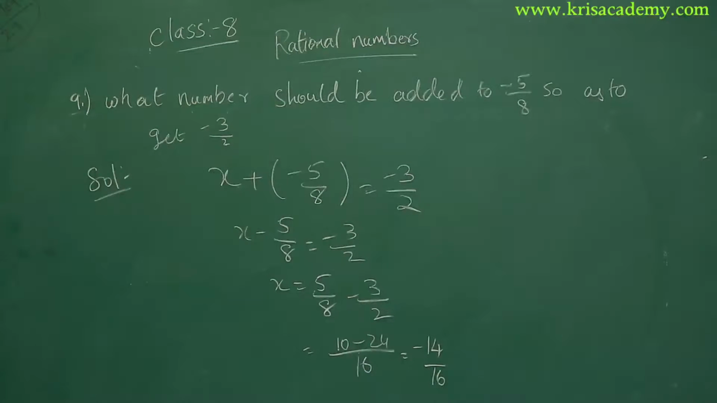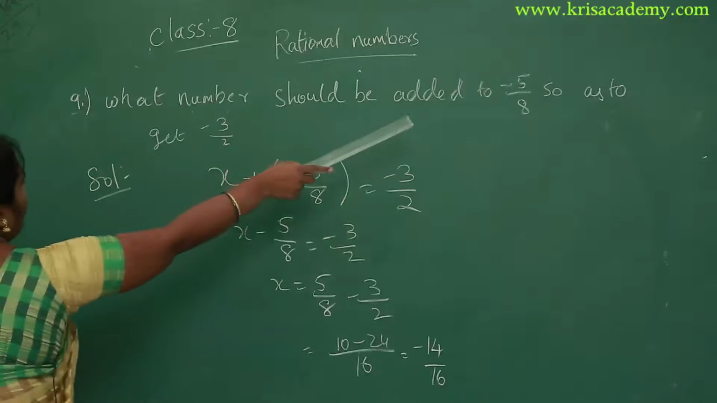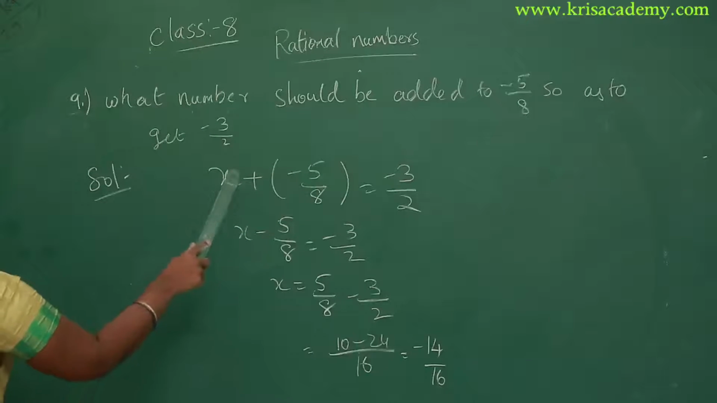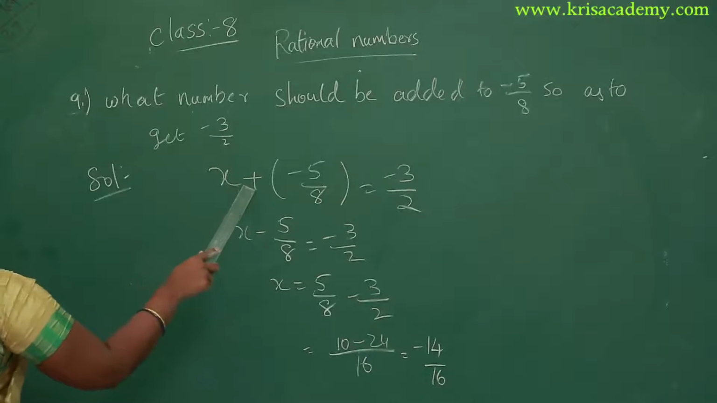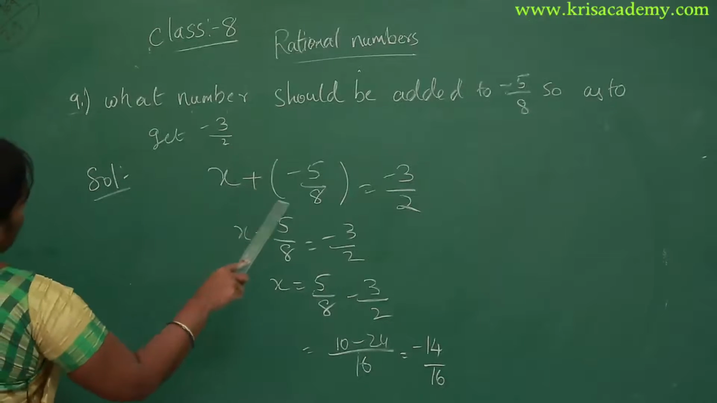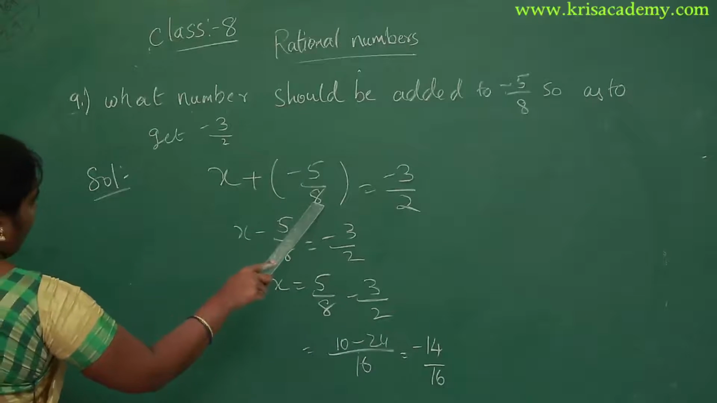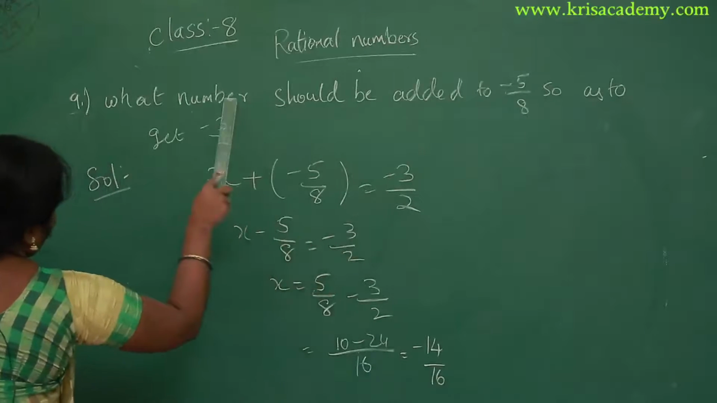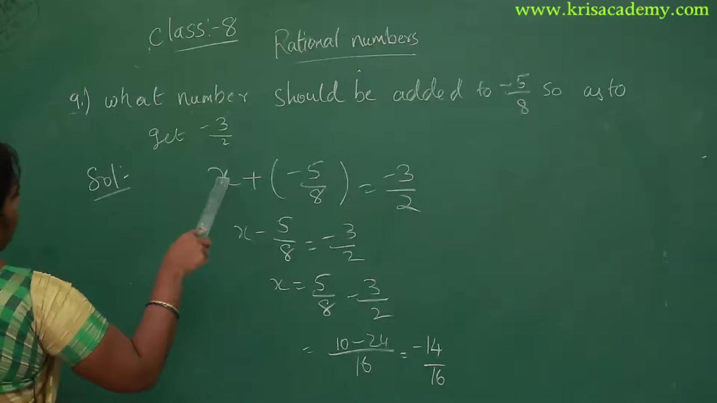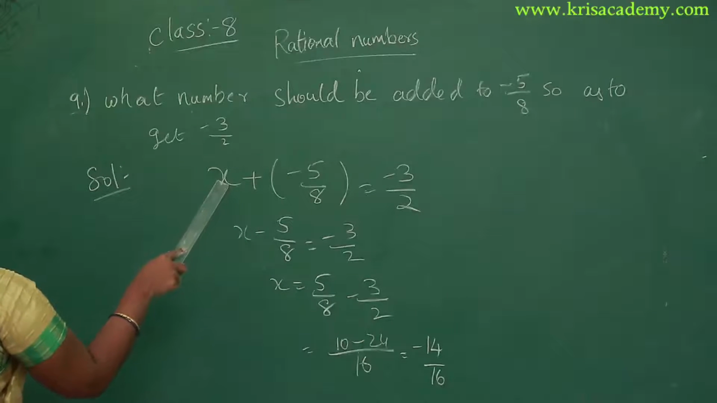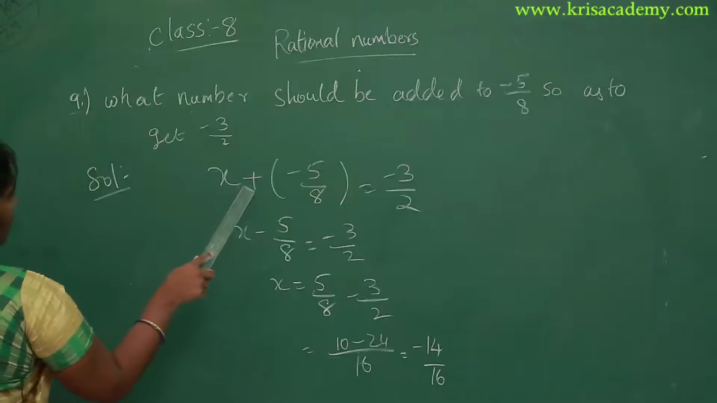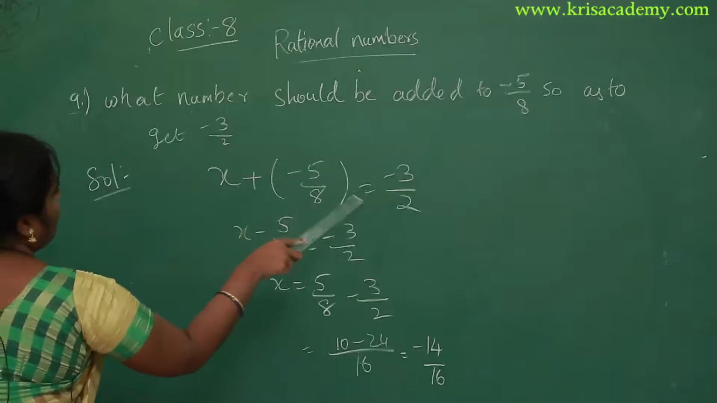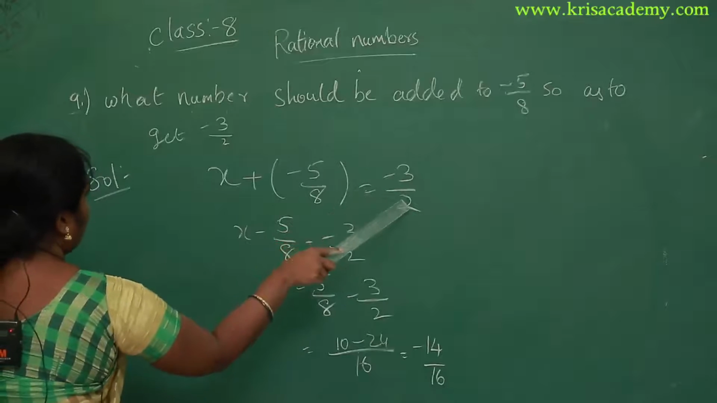Now ninth one, what number should be added to minus 5 by 8 so as to get minus 3 by 2? What number we don't know, so take as x. Added means plus. What is the second rational number? Minus 5 by 8. To get is equal to minus 3 by 2. Convert the question into this equation.